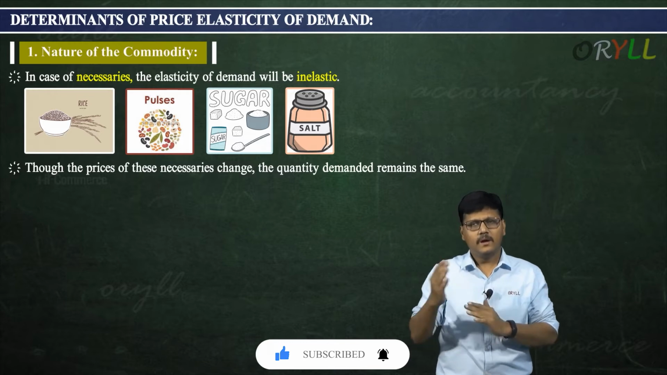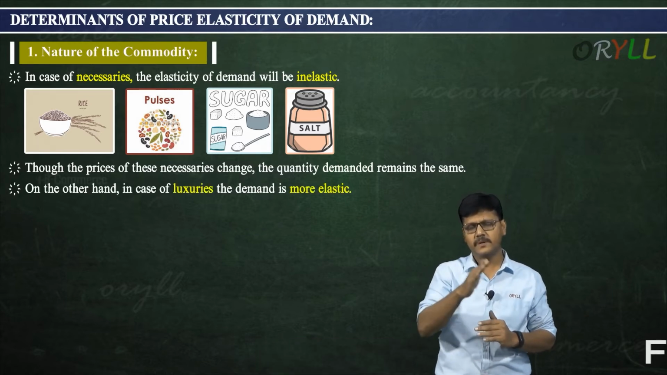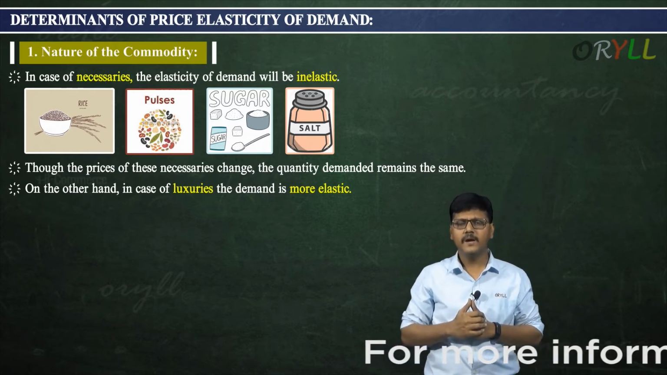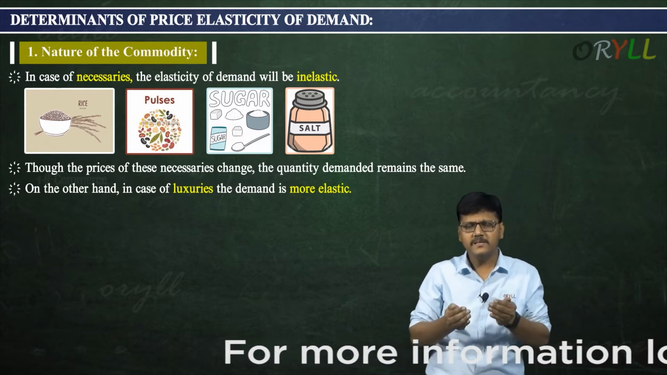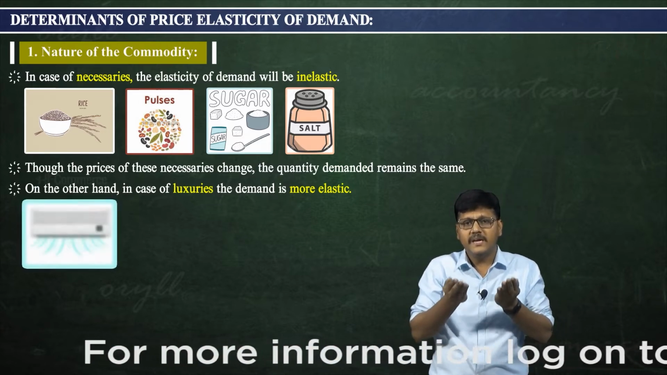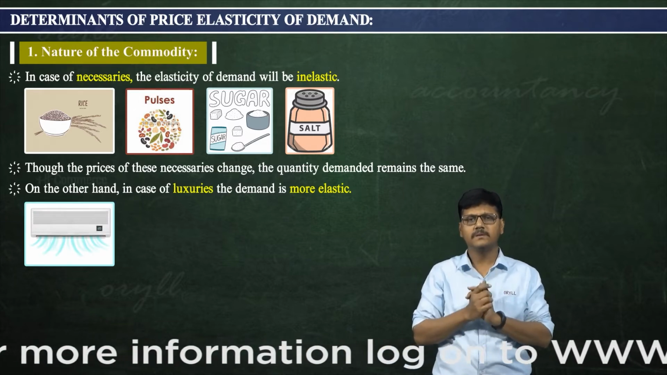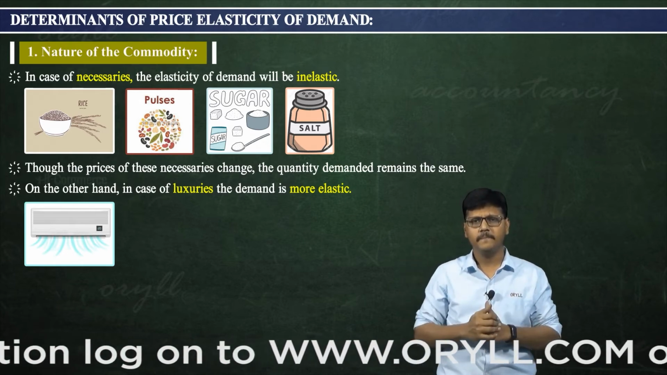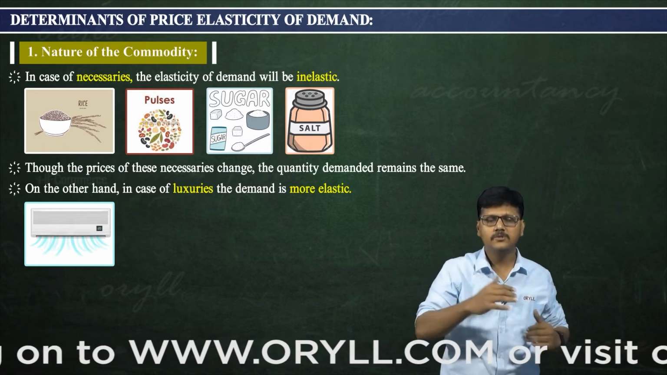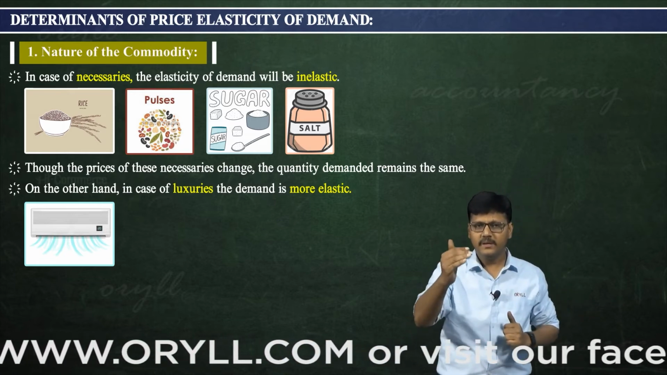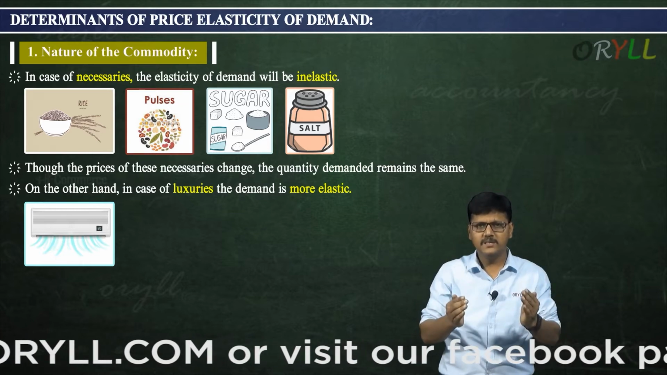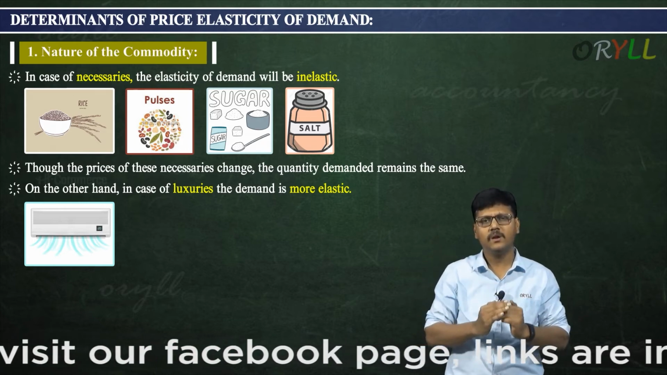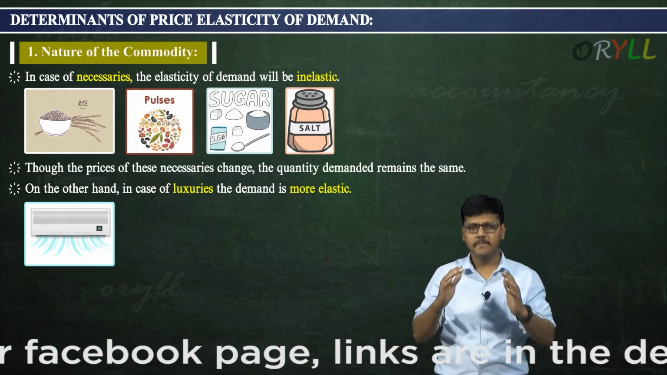The next one is luxury goods. First was necessaries, now luxuries. Luxuries demand will be elastic. Why? Because when price changes, for example AC price decreased in summer, a small decrease, then the demand will be very high, because so many people will like to buy as the price has decreased. For luxury goods, when there is a fall in the price, there will be more demand. When there is an increase in the price, the demand will fall a lot. So for luxury goods, demand is elastic.